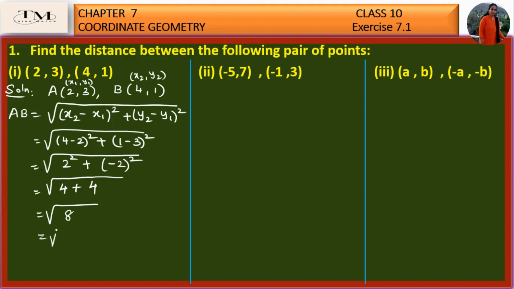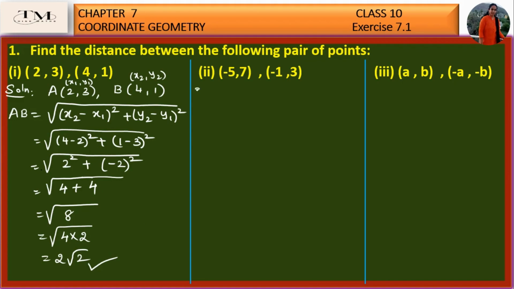So this 8 can be written as 4 into 2. So square root of 4 is 2 and this root 2 stays as such. So it is 2 root 2. So this is the answer for the first part.